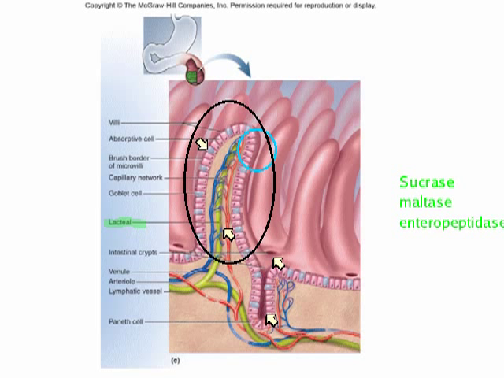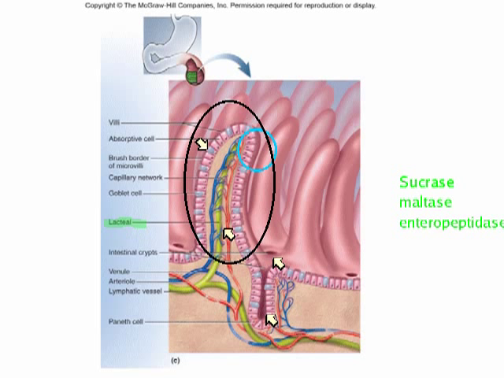Enteropeptidase is an enzyme that is going to help to activate pancreatic enzymes within the duodenum. And so that does serve a key purpose within the small intestines. Again, sucrase and maltase are there to help further break down simple carbs. And again, all three of these are going to activate pancreatic enzymes within the duodenum.